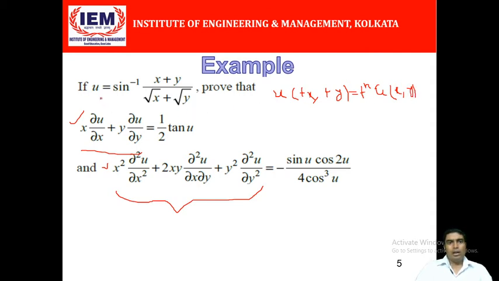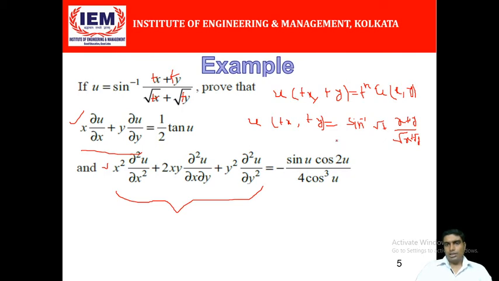Now, if you put tx in the place of x and ty in the place of y, then u of tx and ty will be sine inverse of the following. You write tx in the place of x and ty in the place of y, and similarly t and t in the denominator. Now root t will be common in both numerator and denominator, and root 2 will remain, so it will be sine inverse of root 2 times x plus y by square root of x plus square root of y.